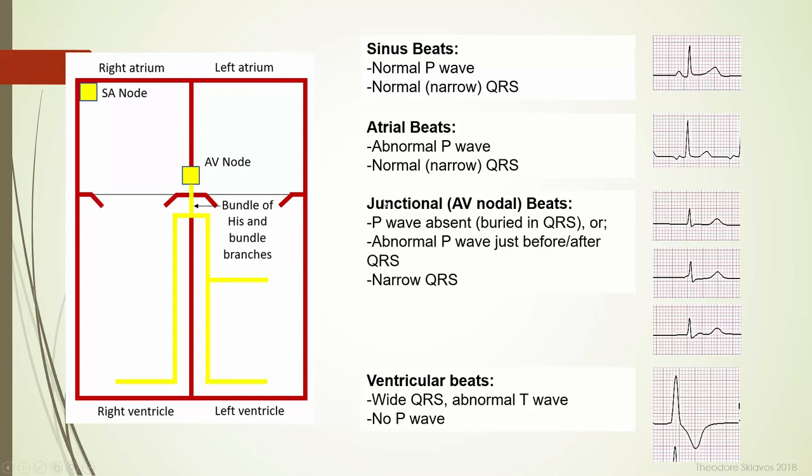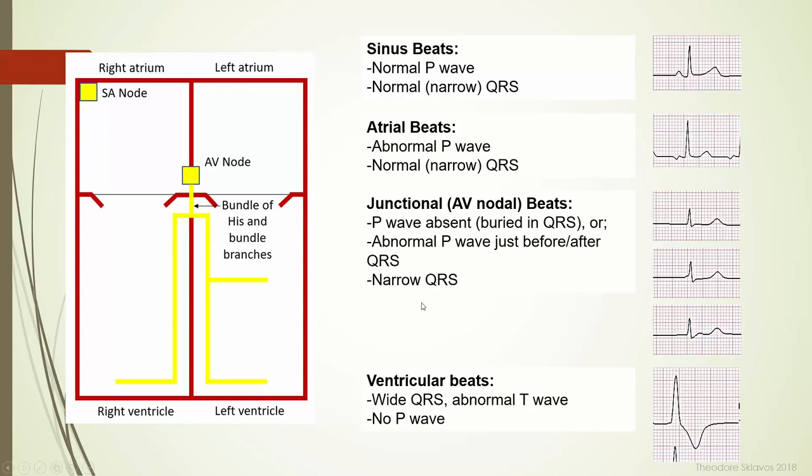But the point is, in any case, when the junction, or the AV node, is the first thing to fire, you get a normal QRS complex with an abnormal P wave, and the P wave may be totally absent, it may be very close and just before the QRS complex, or just after the QRS complex. Those are the patterns you get with junctional beats.